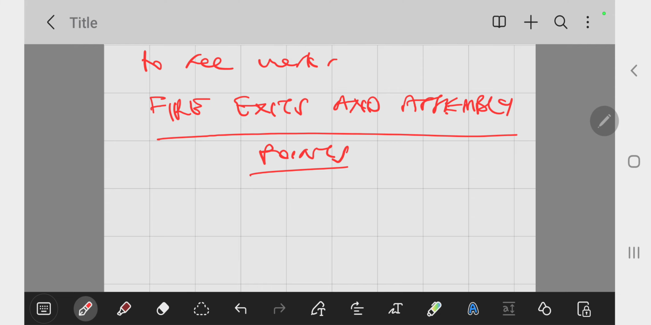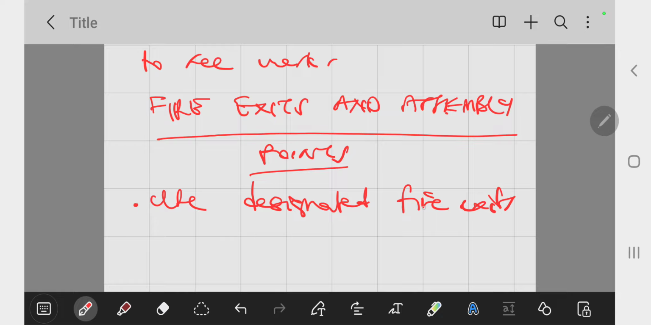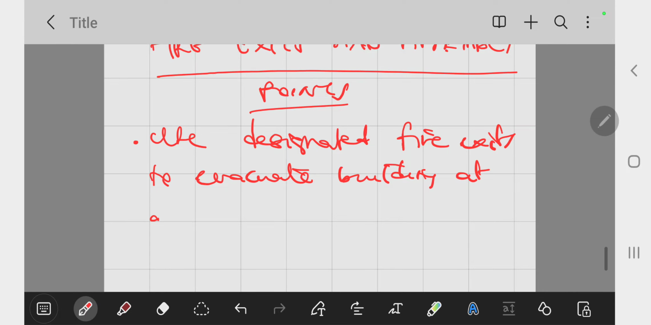You need to know that in a scenario whereby there's a fire or a fire is about to break out, you need to use designated fire exits to evacuate the building at assembly points.